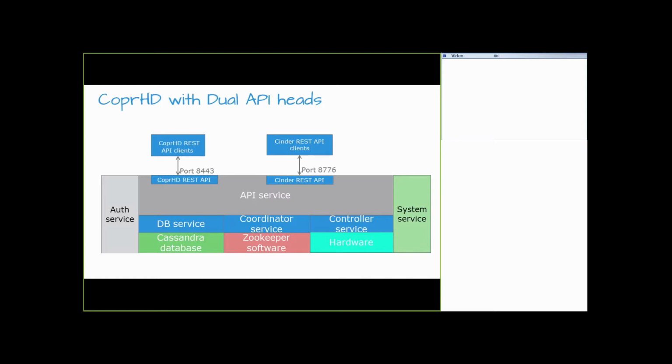So, we have a two-head approach. We had the CoprHD REST API, right? And in addition to that, we implemented one more REST API head, which is kind of Cinder compatible.